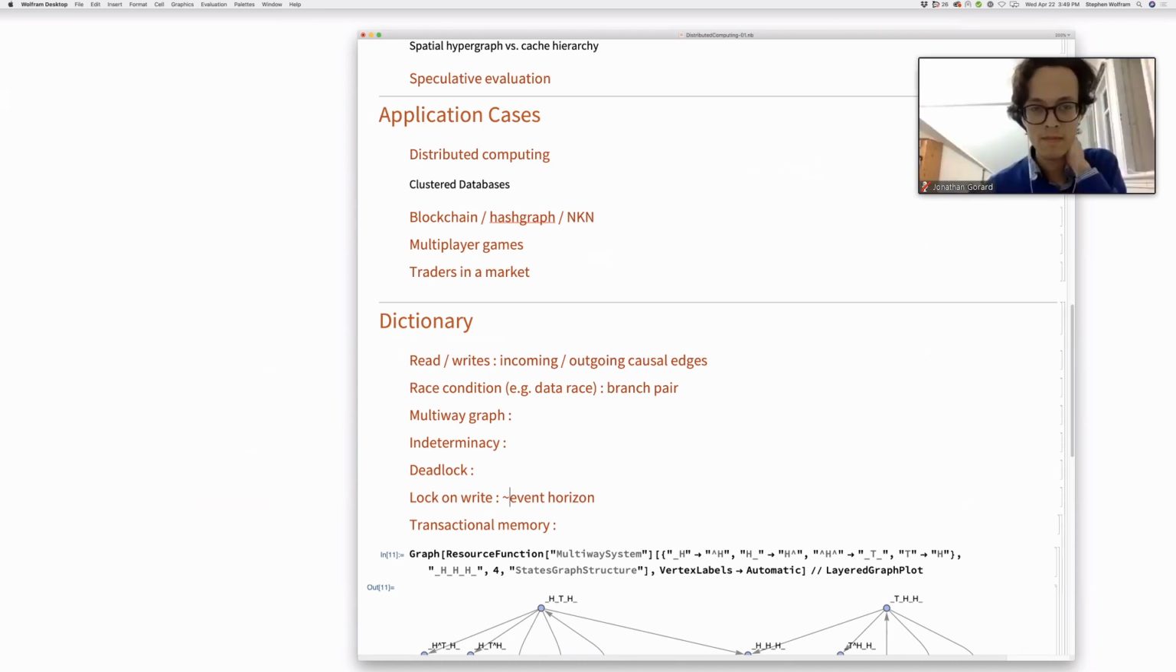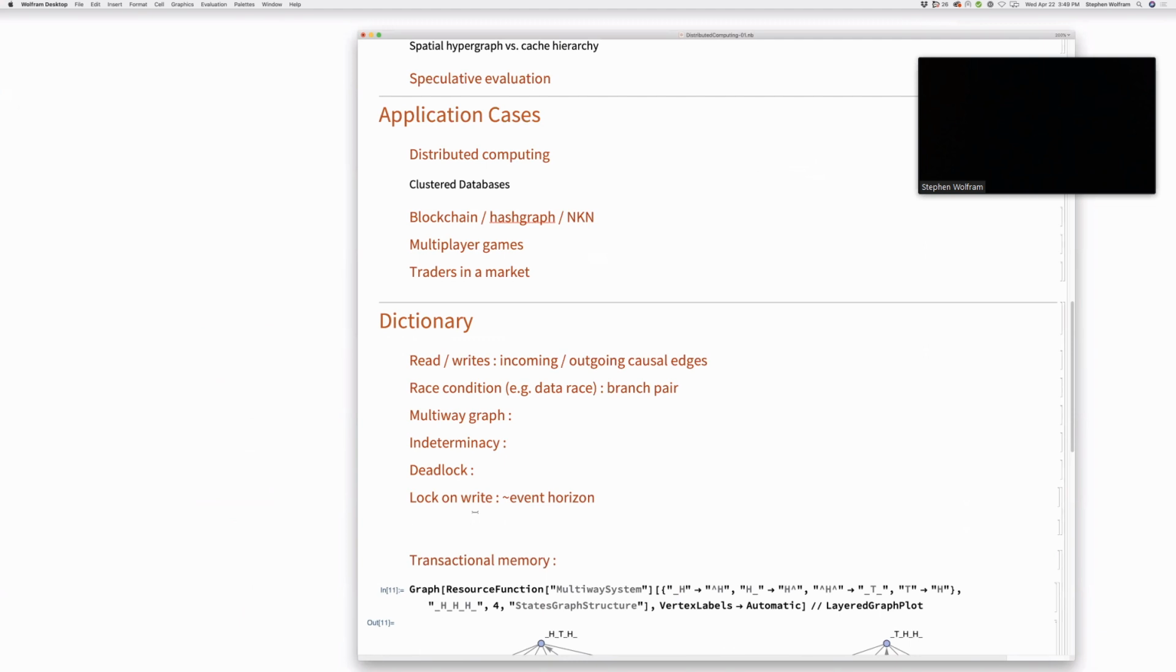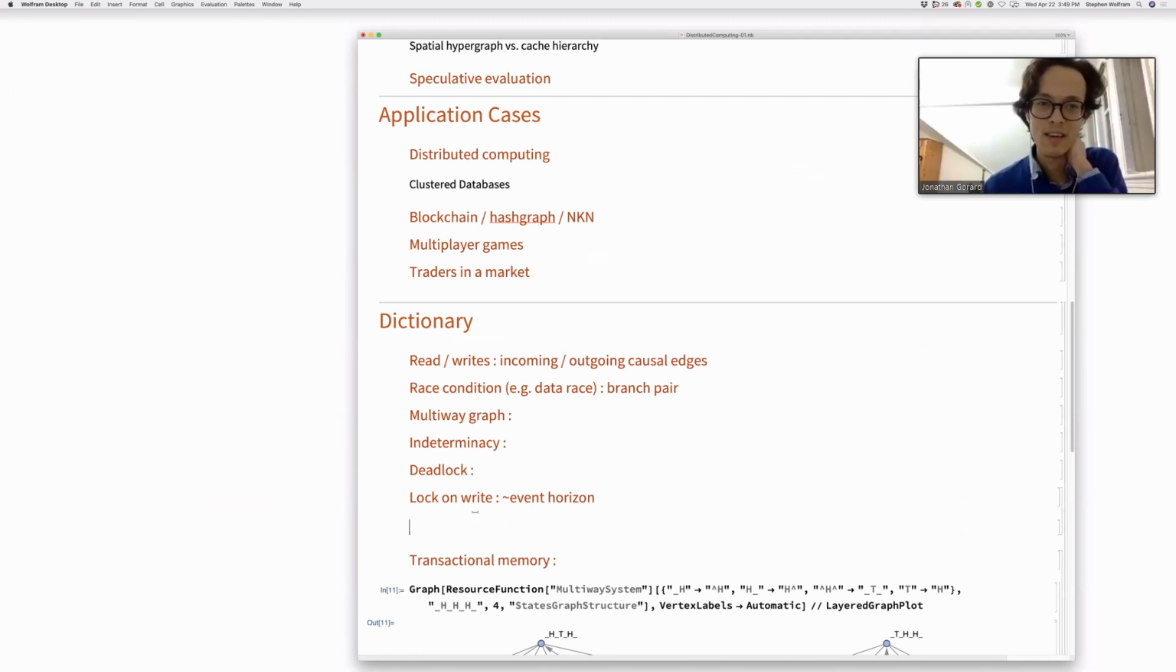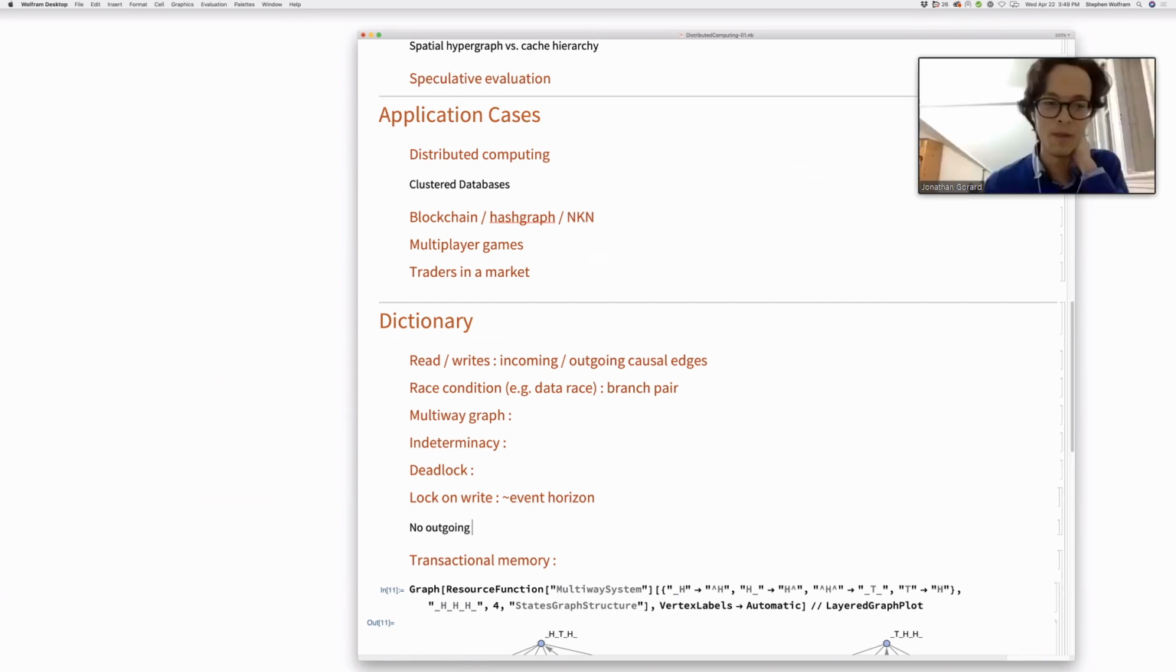Well, I know they're different from event horizons. I think this is an interesting idea, that the lock on write means the state can't write to things. So no outgoing causal edges. So deadlock is a kind of lock, right? But the point is, the weak cosmic censorship conjecture doesn't hold for distributed computing. You can have locks that aren't deadlocks.